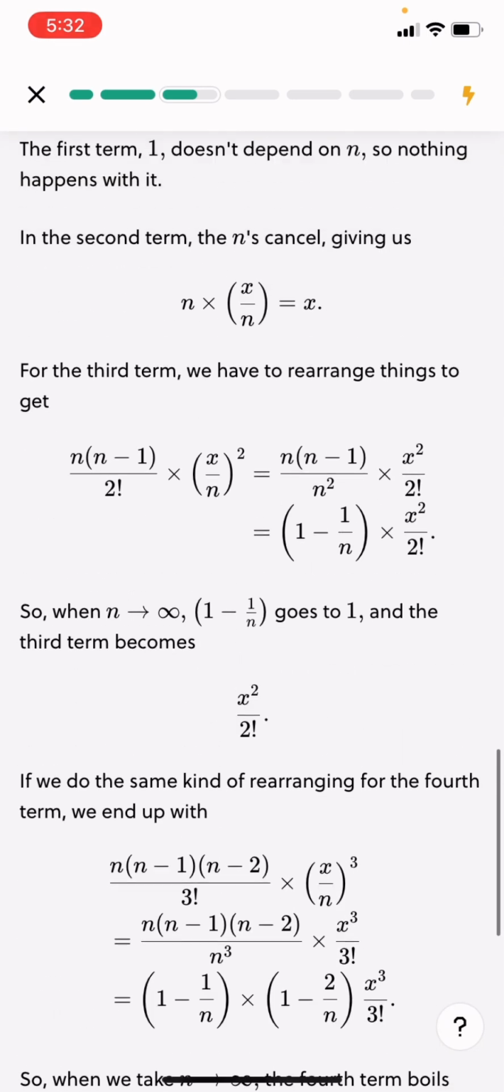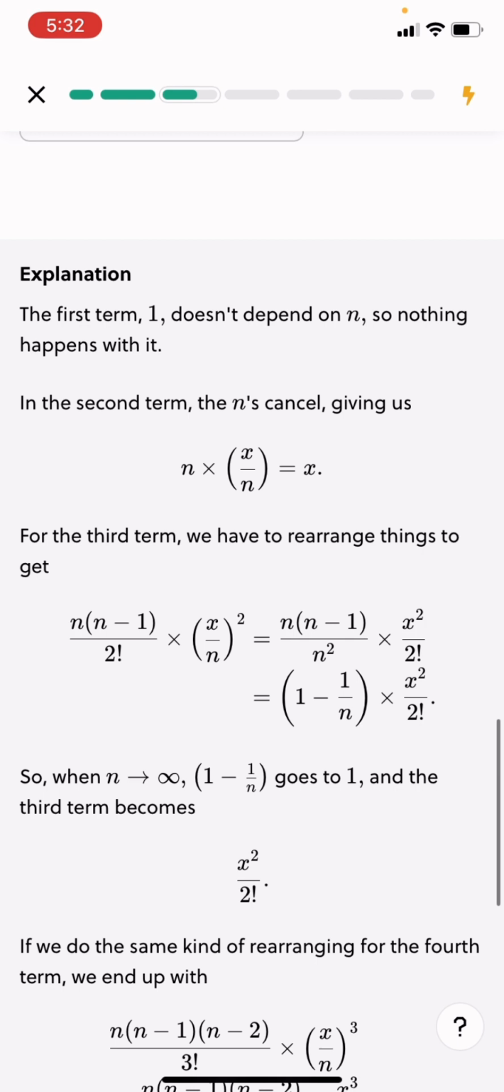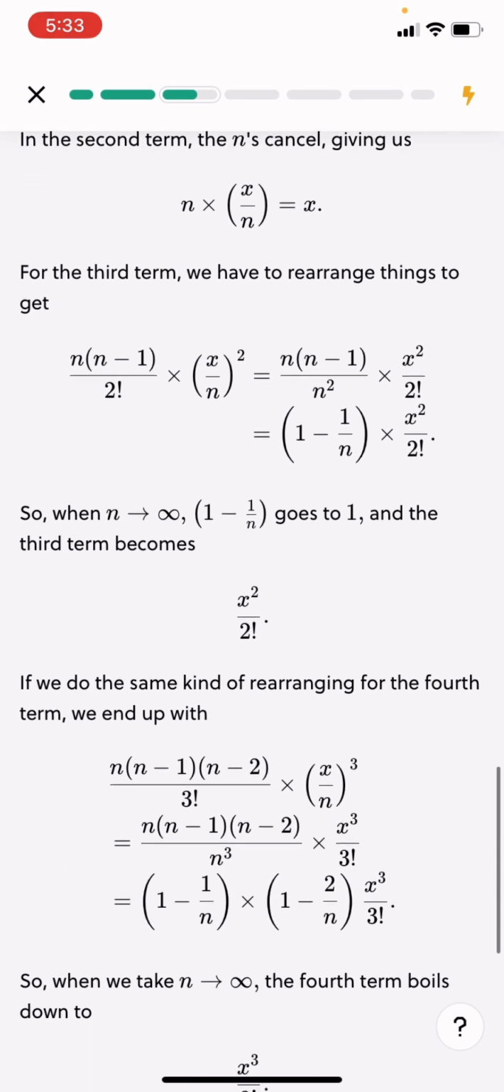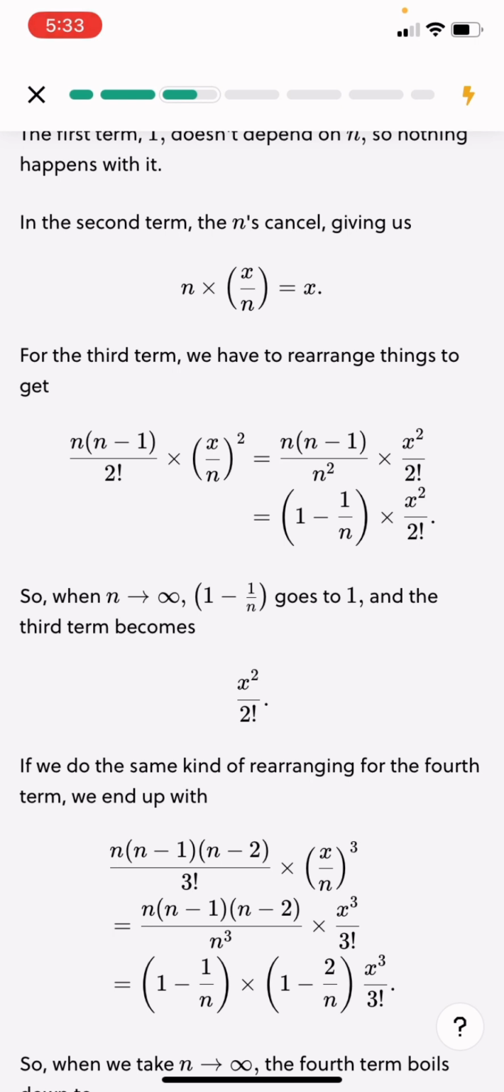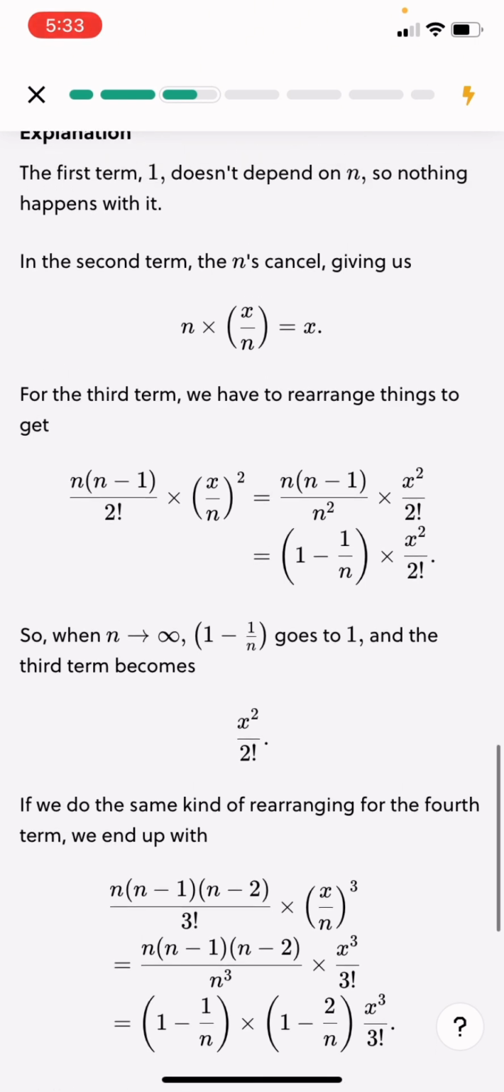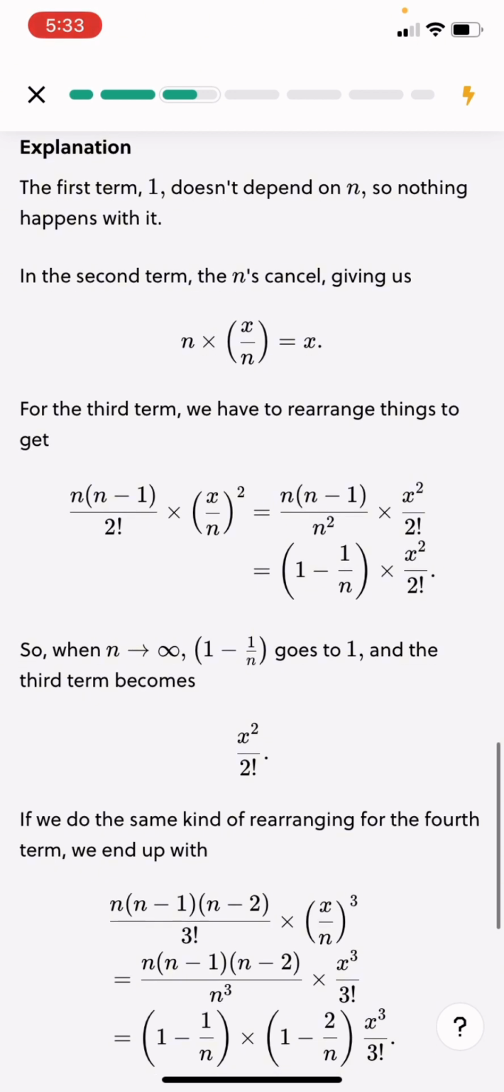We can prove this by seeing the explanation. The first term, 1, doesn't depend on n, so nothing happens with it. In the second term, the n cancels, giving us n times x over n equals x. For the third term, we have to rearrange things to get n times n minus 1 over 2. And we can see by the giant equation. It's not as big as the last one, but if you want to pause again, you can look at this. And if I'm ever going too quickly, you can pause the video.